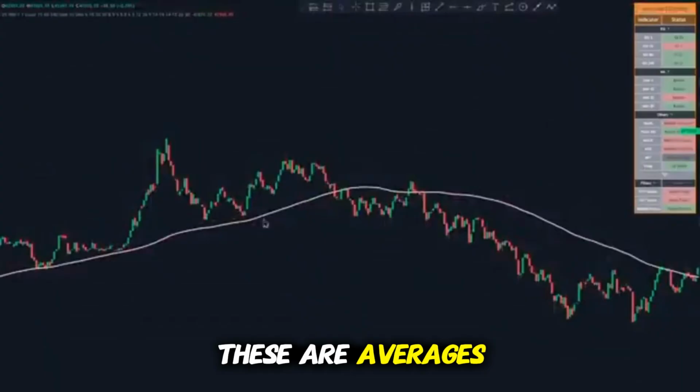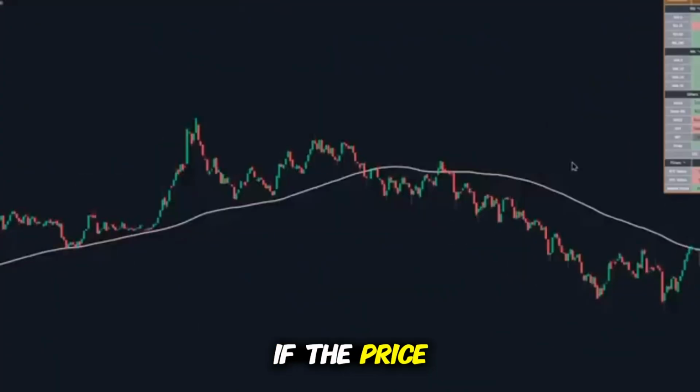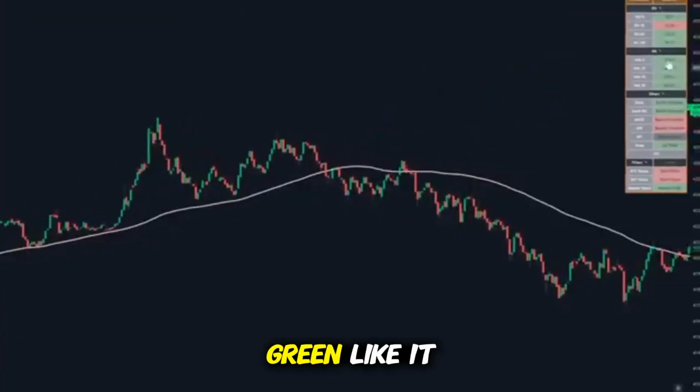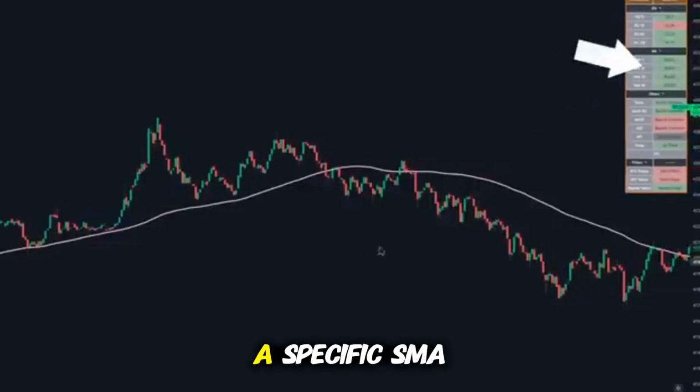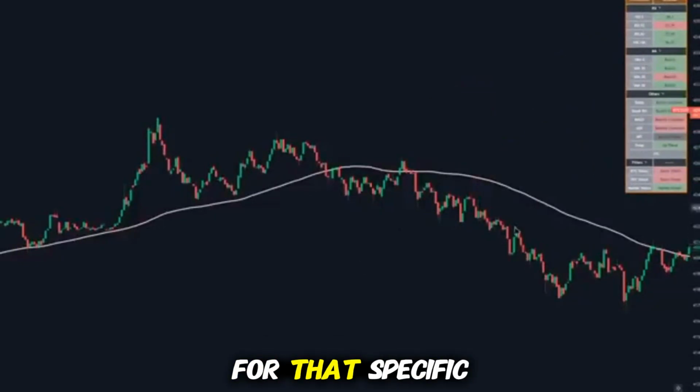These are averages of the asset's price over a specific period of time, and they are used to identify the trend direction. If the price is above a specific SMA, that is considered an uptrend, and that SMA cell is going to be colored green, like it is right here. And if the price is below a specific SMA, that is considered a downtrend, and the cell for that specific SMA is going to be colored red.